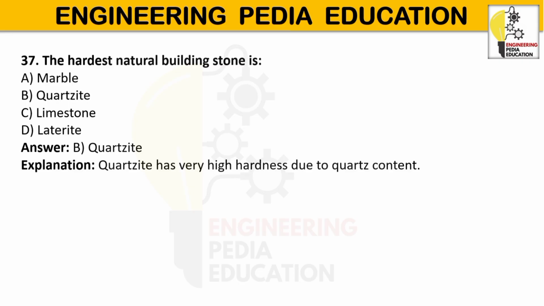It is a metamorphic rock formed from sandstone under heat and pressure. Color is white, grey, pink, reddish, yellow. Properties: very hard and durable, high compressive strength, resistance to weathering and abrasion, low water absorption, difficult to dress due to hardness. Used as road metal, railway ballast, building stone, flooring and paving, aggregate in concrete.